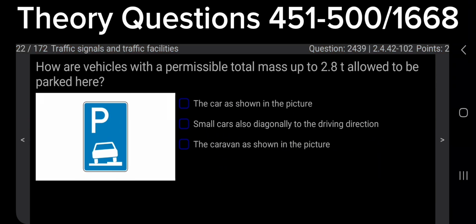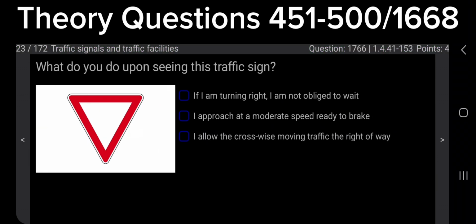How are vehicles with a permissible total mass up to 2.8 t allowed to be parked here? The car is shown in the picture. Small cars also diagonally to the driving direction. The caravan is shown in the picture.